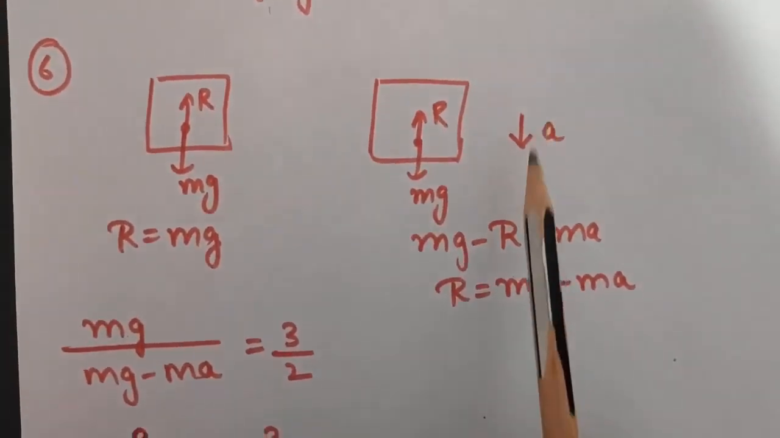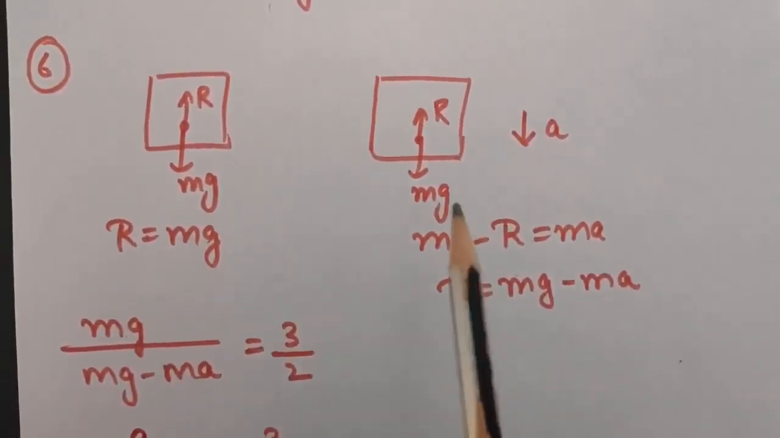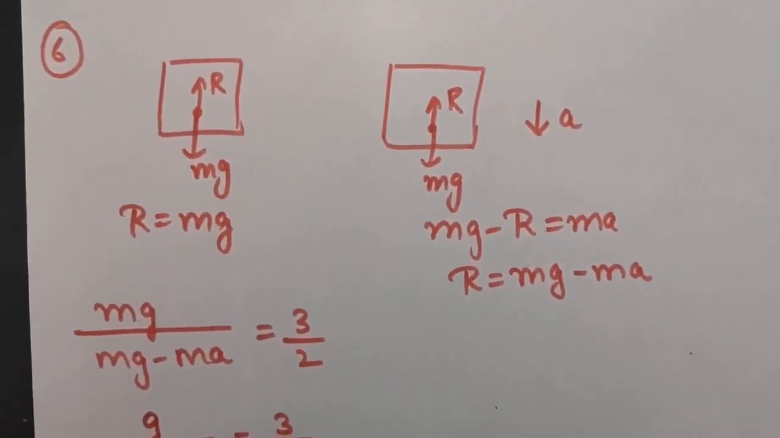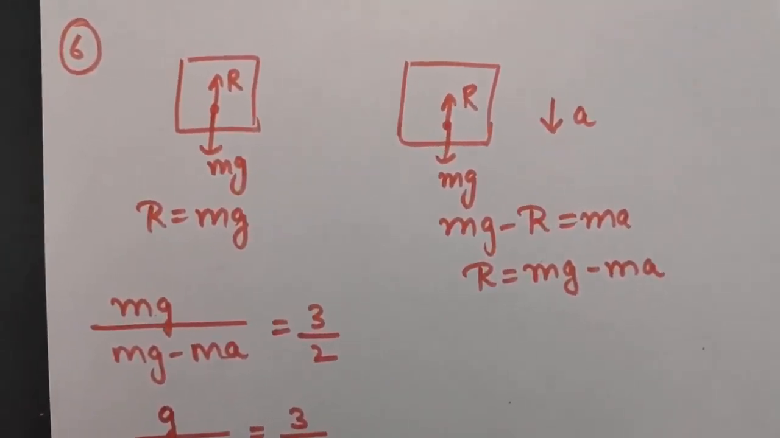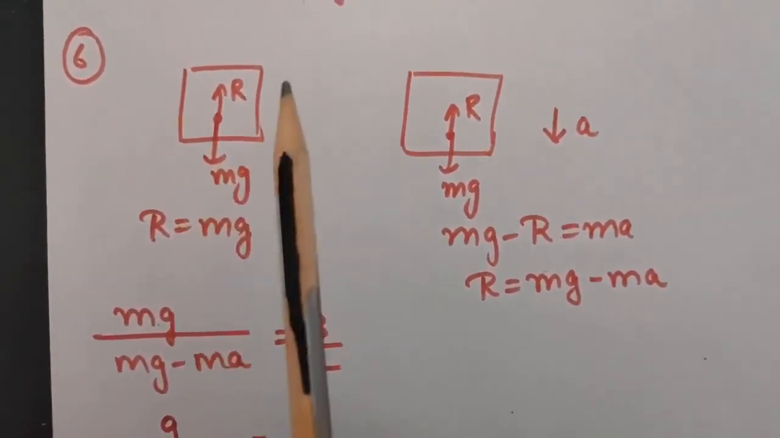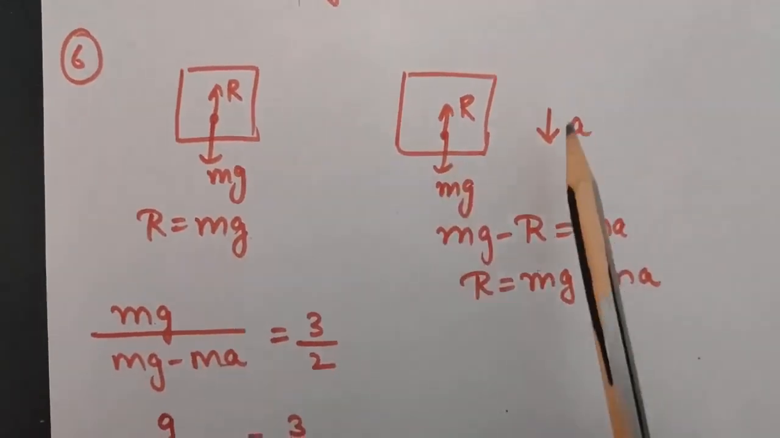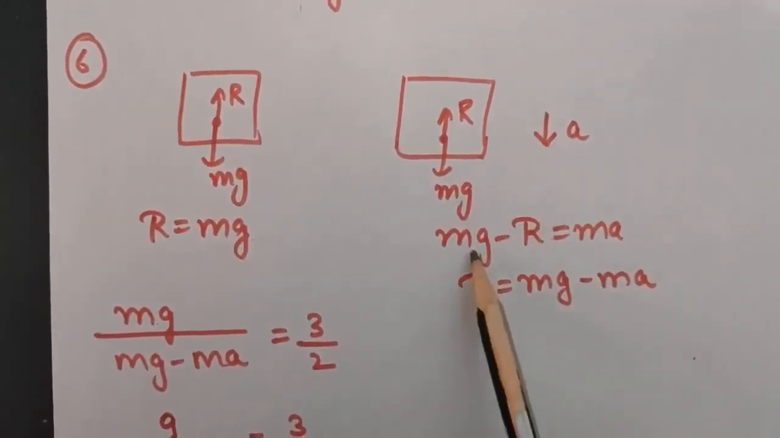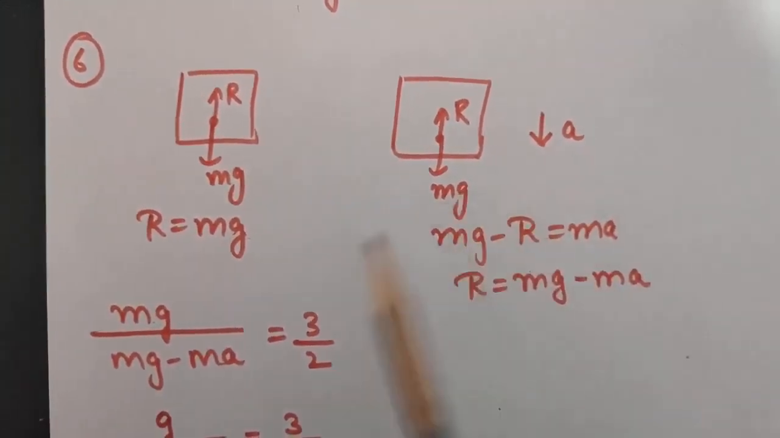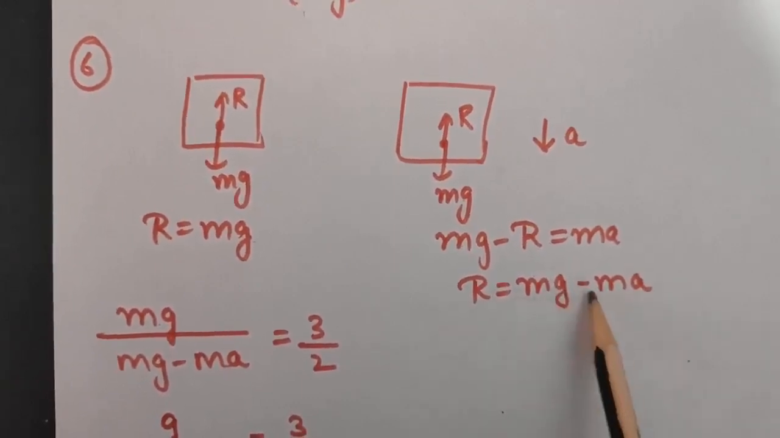Okay, so the sixth question says that when the lift is at rest and when the lift is moving downward with acceleration a, the ratio of the apparent weight of the man is 3:2. Then you have to calculate what is the acceleration of the lift. This is the case when the lift is at rest, so in this case, as you know, R is equal to mg. And this is the case when the lift is moving downward, and in this case mg minus R is equal to ma, because the downward direction is considered positive. So from here, the apparent weight, that is the reaction, will come to be mg minus ma.